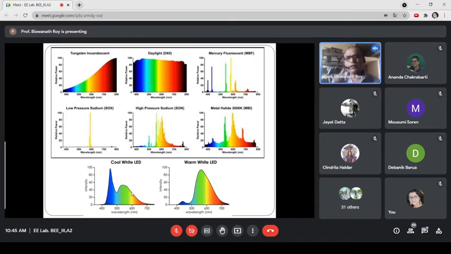So one piece of color related information is what is the color appearance of the light coming out from the lamp. The color of the light coming out of that lamp, how it looks, warm white or cool white. That information is available just by observing the spectral power distribution data. Okay. Any question?